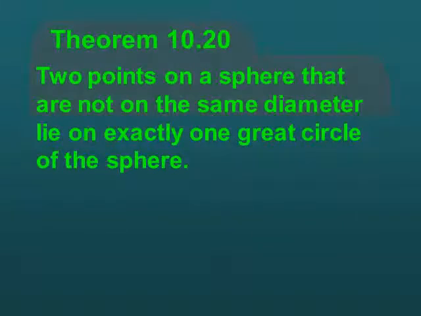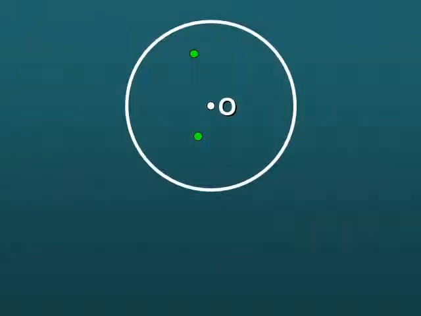Two points on a sphere that are not on the same diameter lie on exactly one great circle of the sphere. So let's look at a picture of that. Here are two points on a sphere that are not on the same diameter. They lie on exactly one great circle of the sphere. So let's cut that so that we're going through the center.